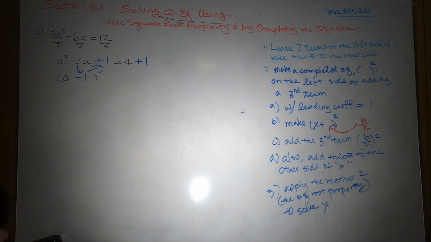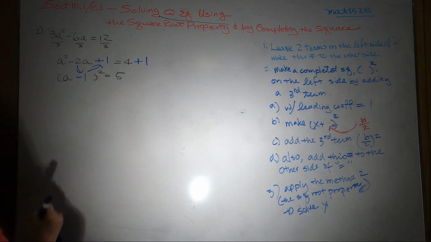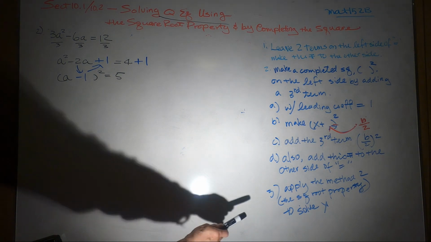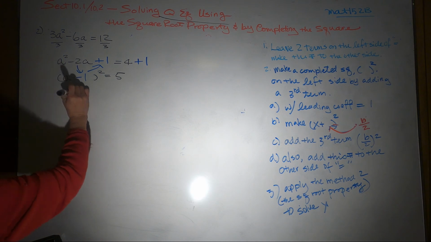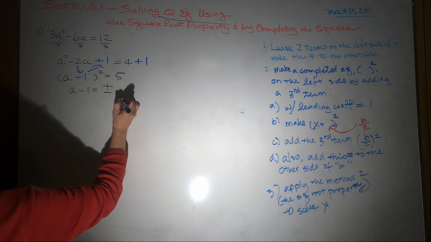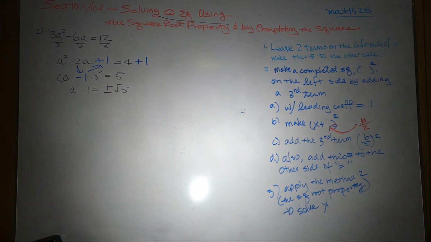Now, one side is a complete square, then this side is 5, right? Then we have one side is a square, one side is a number. We use what? The square root property. So a minus 1 is what? Remember your plus minus, take a square root. Square root is 5, right?